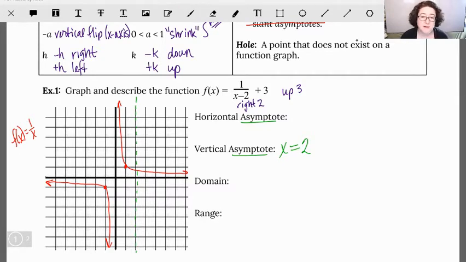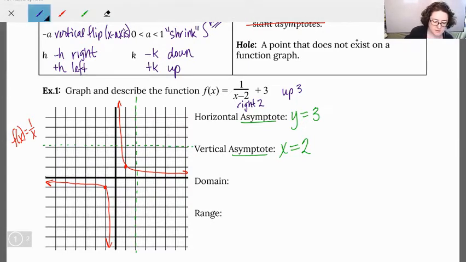Now the +3 says we have to move the whole graph up 3. So again, original asymptote was sitting right on the x-axis. We're moving up 3 units from that. But again, thinking all the way back to our original unit with parent functions, our horizontal lines, they're always crossing the y-axis. So that one is y equals 3. And so let's go ahead and draw on our graph, and then we'll talk about domain and range.